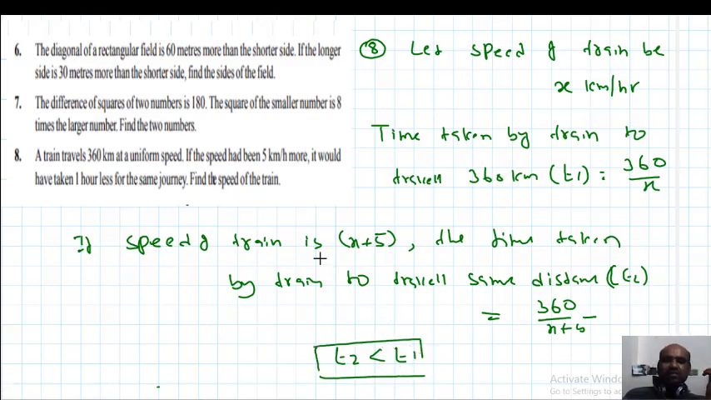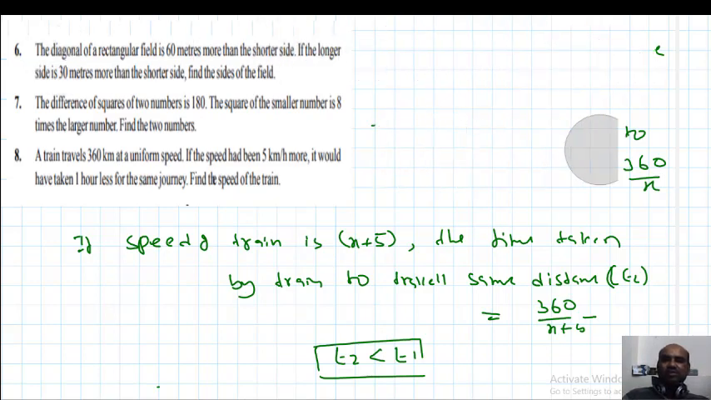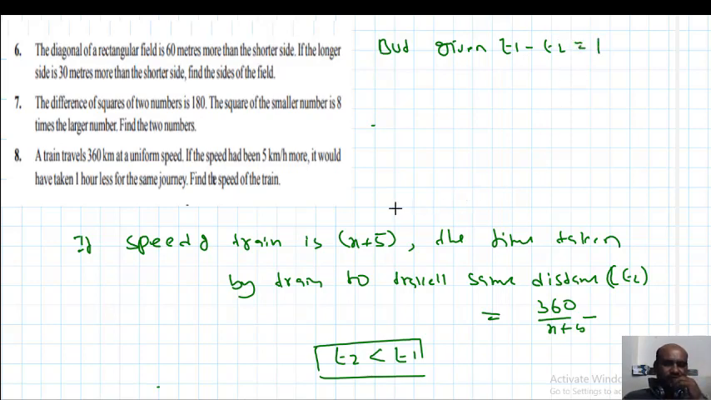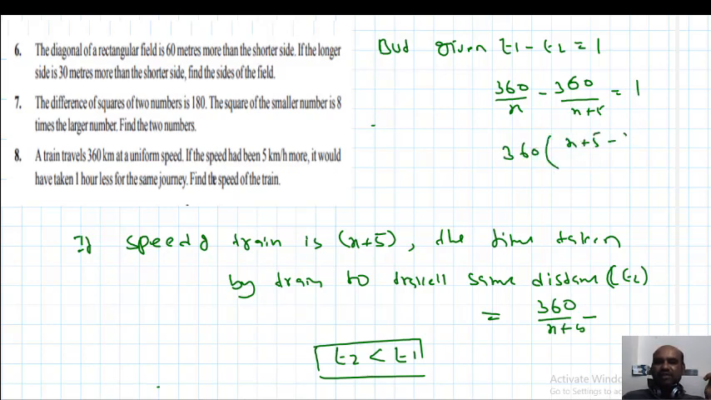Okay, here only I want to write, but given T1 − T2 = 1 hour. That is what I got. T1 is 360/x minus 360/(x + 5) equals 1. So I can take 360 common: 360 × ((x + 5) − x) / (x(x + 5)) = 1.